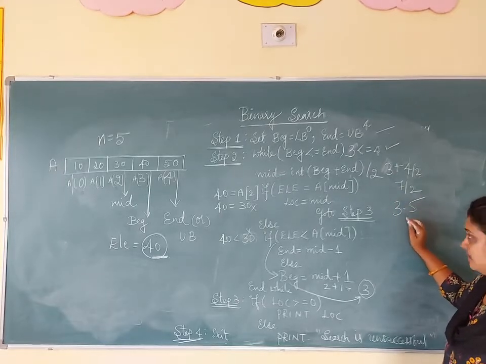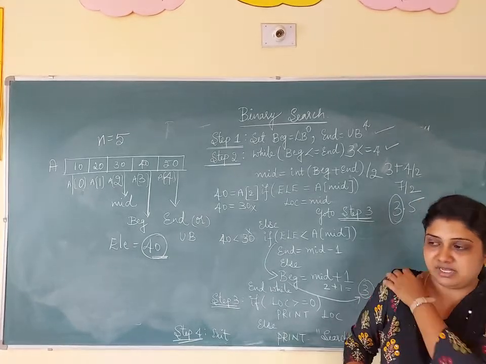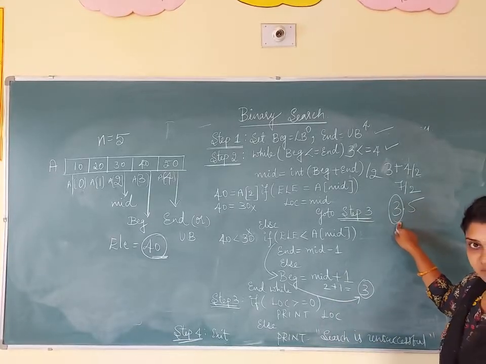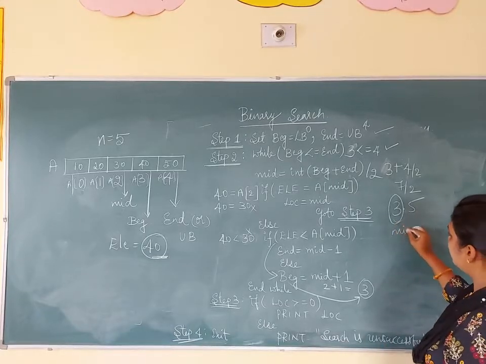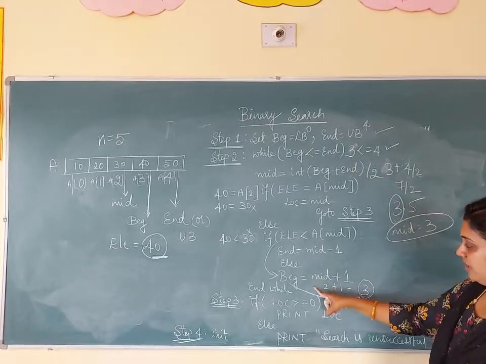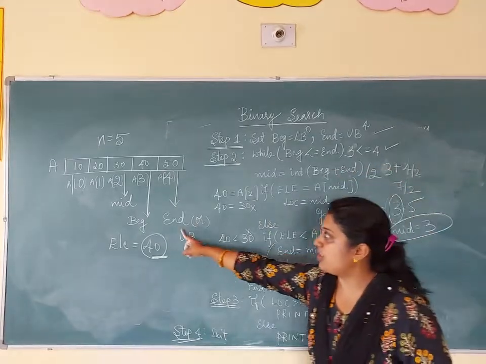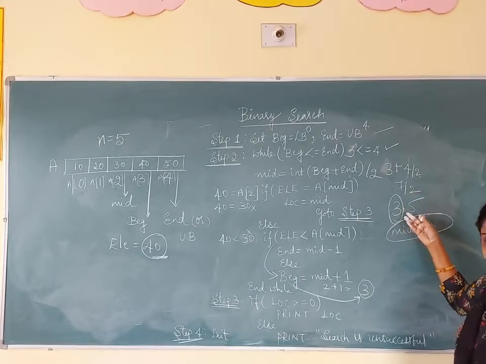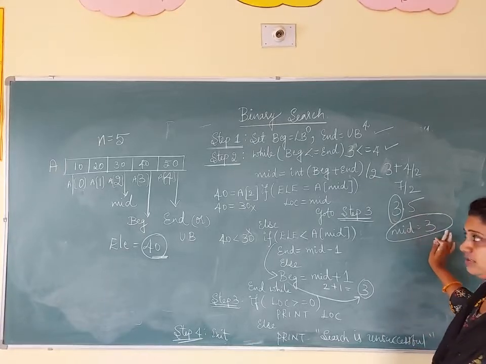If you divide, you will get 3.5. But you have to consider only the integer value. Whenever you get a fraction or decimal, you have to ignore the decimal point. So here you are getting 3.5, just consider the integer value, that is 3. Now your mid value is equal to how much? 3. Beginning is 3, less than or equal to end, which is pointing at position 4. 3 plus 4 is 7 by 2. If you divide, you will get 3.5. Just ignore the decimal point, consider only the integer value, that is mid is equal to 3.